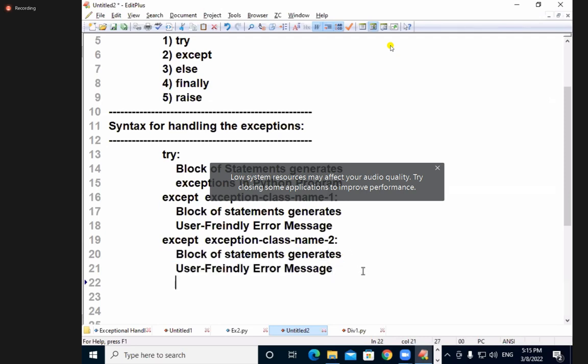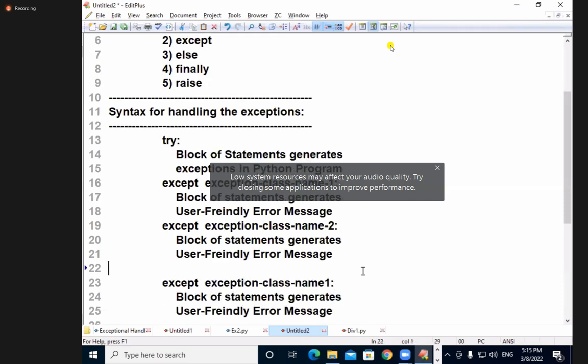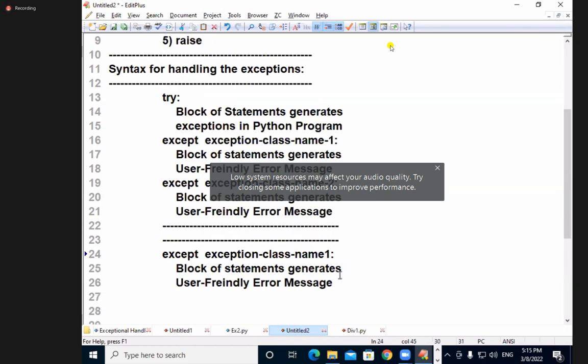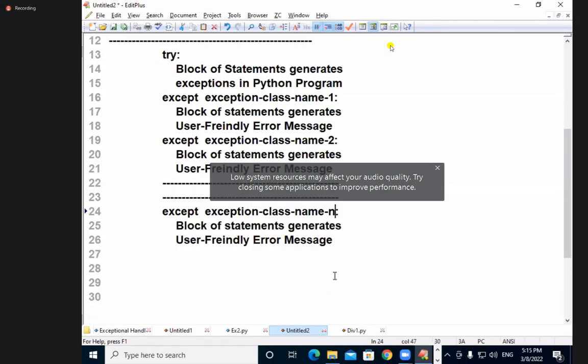Okay. Next I am writing one more kind of thing. Come on, students, like that I am writing. Like this I am writing. How many am I writing? Except exception class name n. Block of statements generates which message?